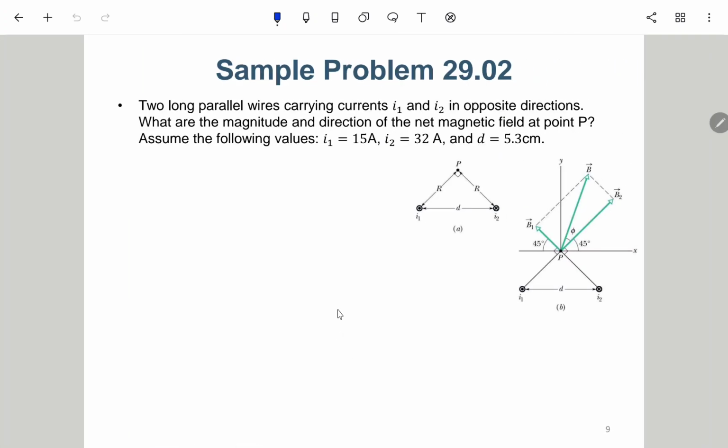Okay, and then we have another one. So here we have two long parallel wires carrying currents I1 and I2 in opposite directions. What are the magnitude and direction of the net B field at point P? Okay, point P here. Assume the following values for I1, I2, and D, and then this is a right angle.